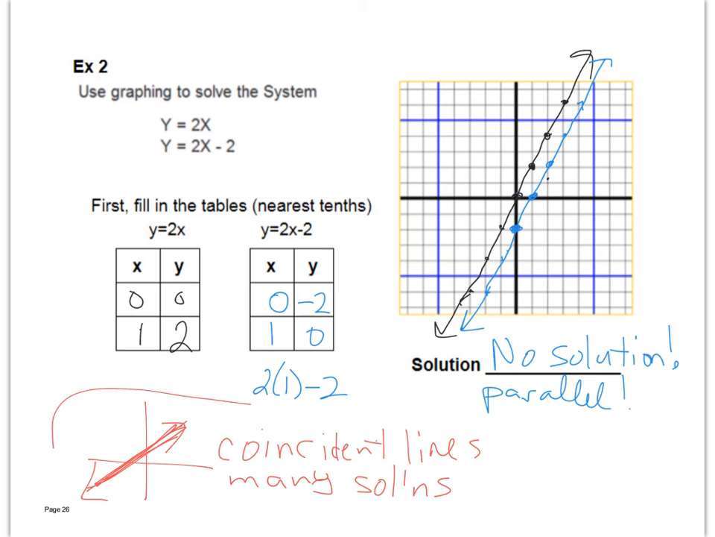So there's another one where sometimes you graph the two lines and they end up being right on top of each other. They intersect everywhere, and they're called coincident, and they have infinitely many intersections.